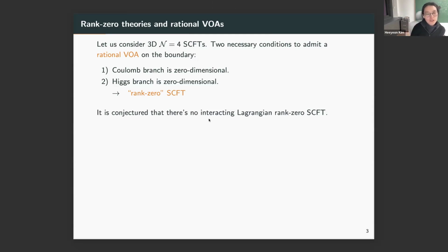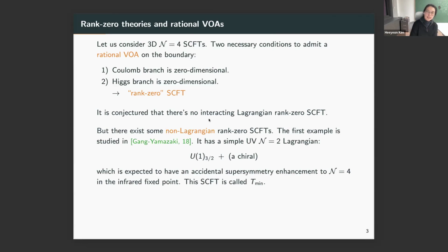The problem is that it's difficult to construct such rank 0 SCFTs, because it is conjectured that there are no interacting Lagrangian rank 0 superconformal field theories. But there exist in the literature some examples of non-Lagrangian rank 0 SCFTs. The first example appears in a paper by Kang and Yamazaki in 2018. It has a very simple ultraviolet n=2 Lagrangian description. It has a U(1) gauge group with a Chern-Simons level 3/2, and there is a chiral multiplet which is charged under this U(1) gauge group.